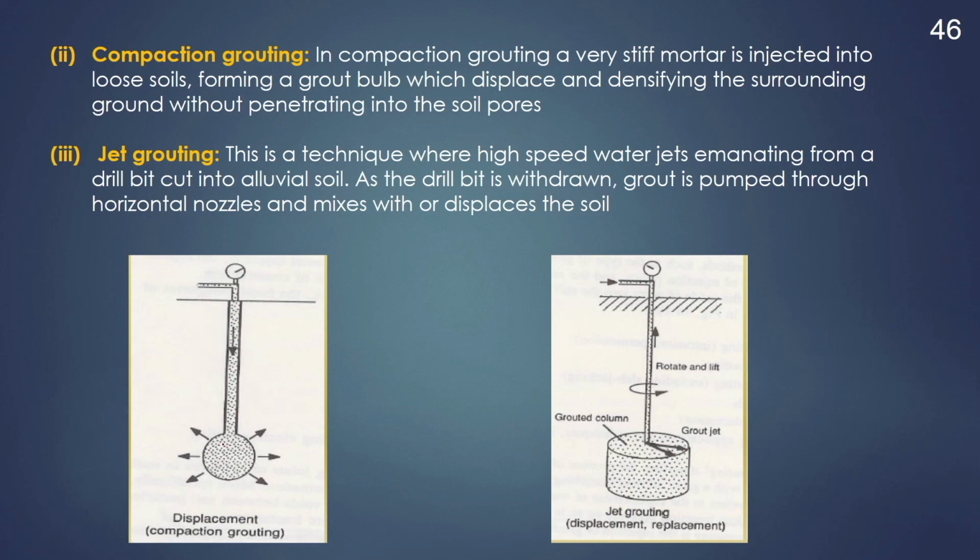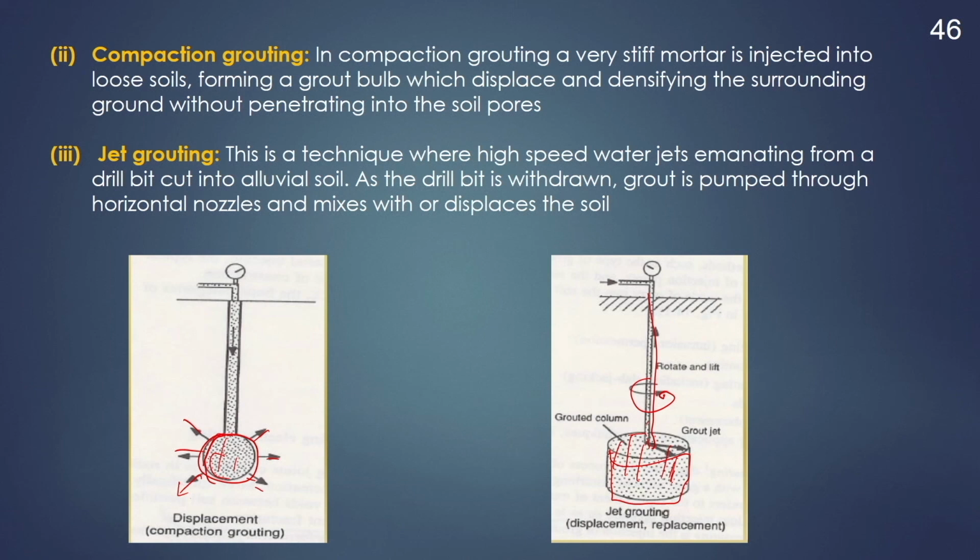In compaction grouting, a very stiff mortar will be injected into the loose soil, forming a grout ball here, which will displace the surrounding soil and densify it without penetrating into the soil pores. So, this is the displacement grouting. Next will be the jet grouting. In jet grouting, a high speed water jet will be performed here, and this water jet will rotate in this direction and make a cut like this. Then this will be filled with the grouting material.